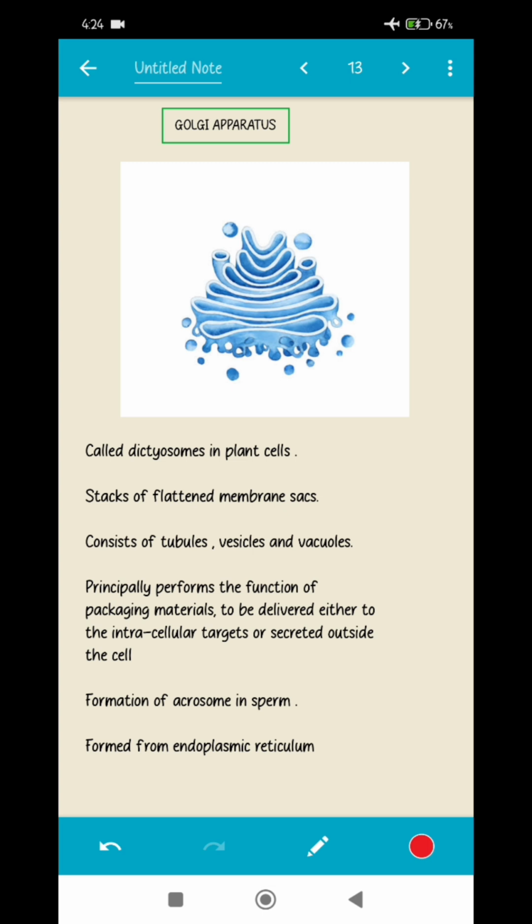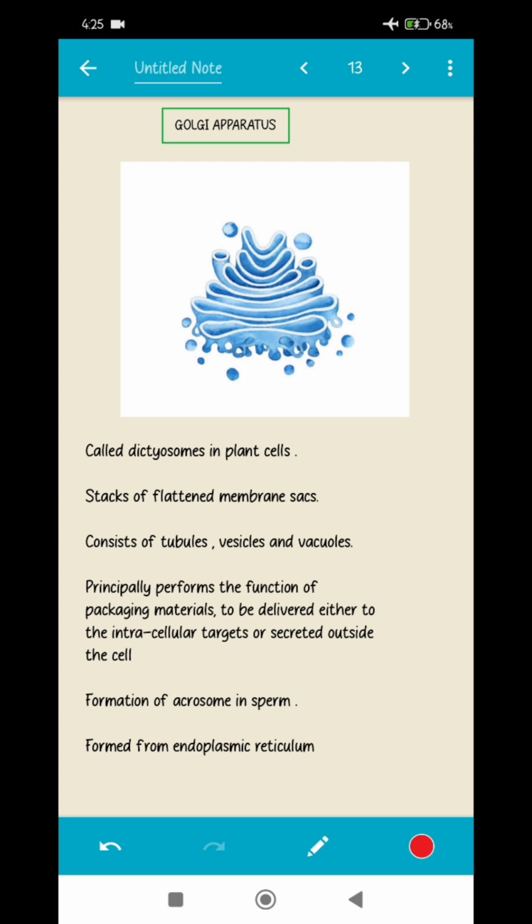What is their major function? I guess you know about packers and movers who pack objects and move them to a different location. The same work is that of the Golgi apparatus. Golgi apparatus are also the packers and movers in the cell. They perform the function of packaging materials to be delivered either inside the cell itself or outside the cell. So they are basically the transport agents.